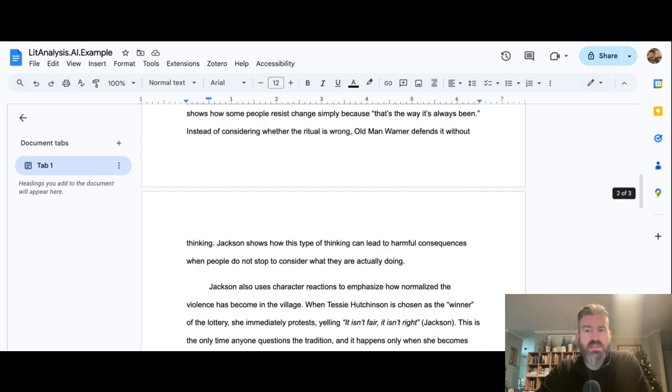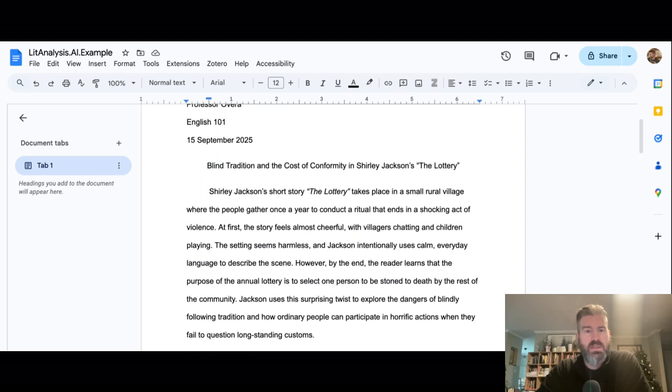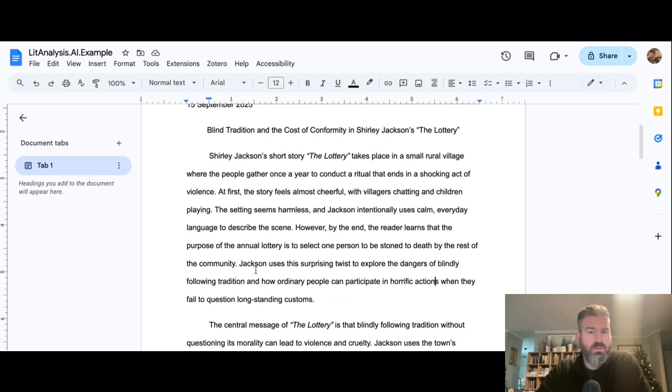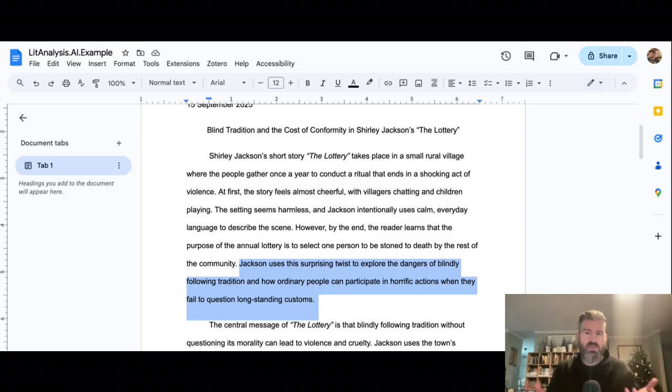Now, the last thing that I would do if I were grading this is I would go back up here to the thesis. Uses this surprising twist to explore the dangers of blindly following tradition and how ordinary people can participate in horrific actions when they fail to question long-standing customs. Again, we kind of stray away from this and we lack evidence. So again, and I've said this in other videos, I believe, that at best, AI is going to generate sort of a C paper.